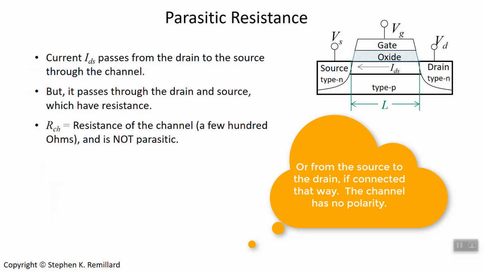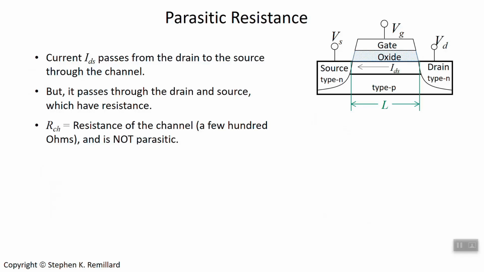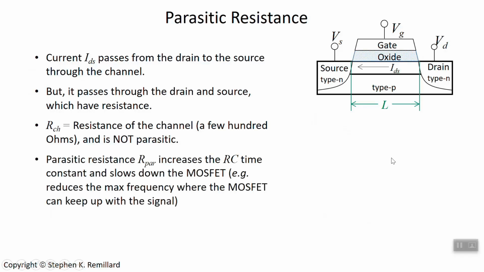It's typically a few hundred ohms, at least in the example I'm going to give you, which uses some realistic numbers. Channel resistance is not parasitic resistance, it's intrinsic resistance. It belongs in the device, and the device's performance is based upon the channel resistance. But the parasitic resistance will be something else.